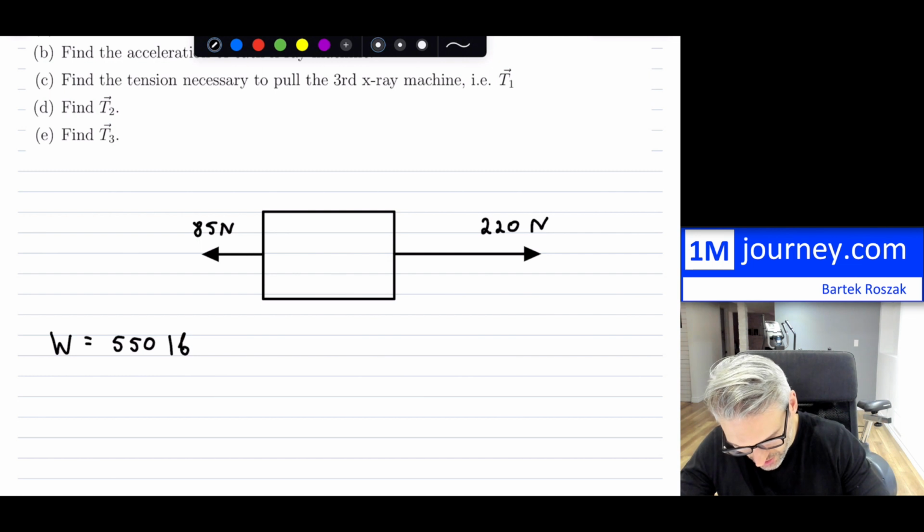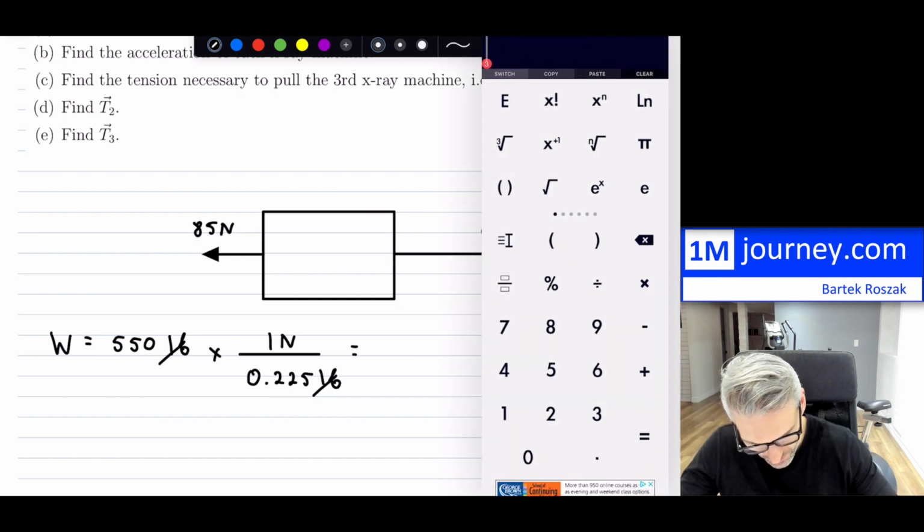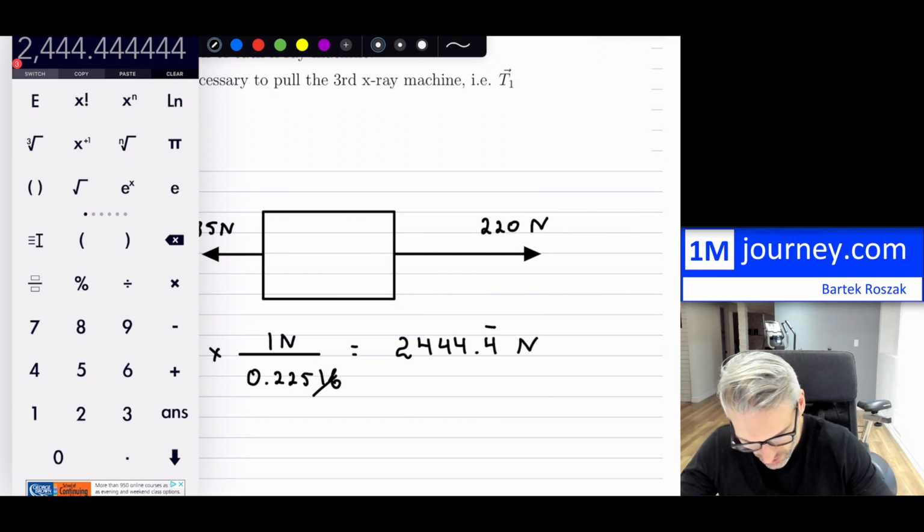So the weight is 550 pounds. Now I'm going to change this back into newtons for myself. Let's recall that 1 newton is 0.225 pounds. I'm going to cancel this off, so that would give me the exact amount. So 550 divided by 0.225. All right, so it's quite a big force in there: 2,444 point, and a bunch of 4s, and this is in newtons.